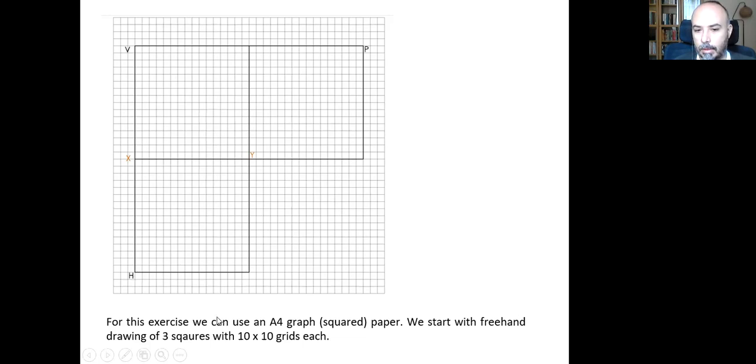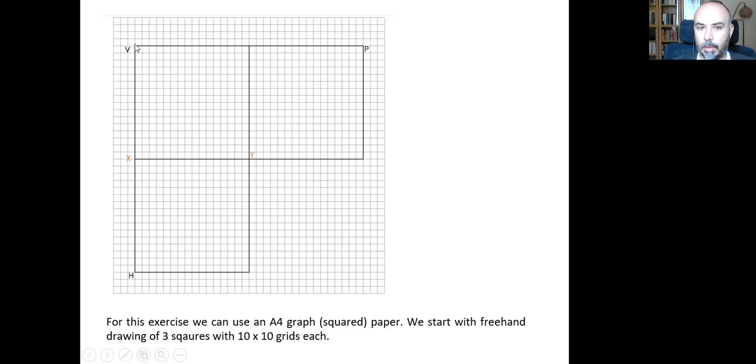that includes 10 times 10 grids. We just need to count 10 squares in this direction, 10 squares in this direction, and we are going to draw a square, and we are going to name it with capital H. It's our horizontal projection plane, and then we are going to put these 2 letters, X and Y, on this line here. And then we are going to draw our second square, again, 10 by 10 grids.